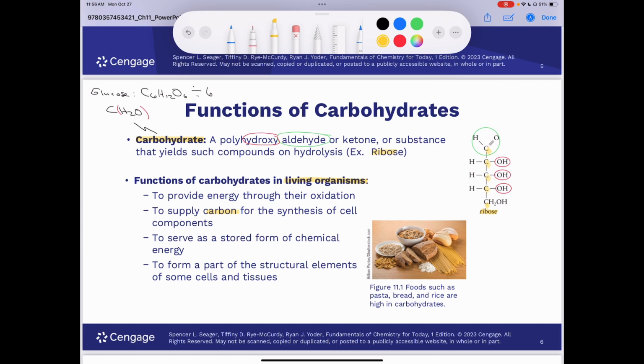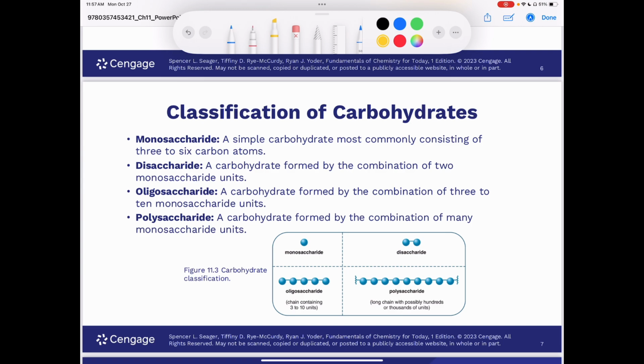To serve as a stored form of chemical energy. It's one of the ways we store energy in our bodies. And then to form a part of the structural elements of some cells and tissue. I'm sure that some of you have studied things like the phospholipid bilayer of a cell membrane. Sometimes you'll find carbohydrates embedded in that phospholipid bilayer. The figure that they've shown here, figure 11.1, shows you some foods that are rich in carbohydrates like bread and pasta and rice. Now, how do we classify carbohydrates?